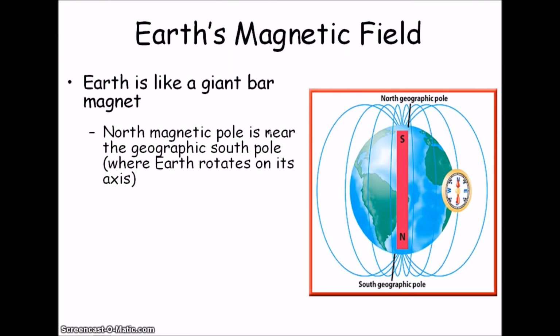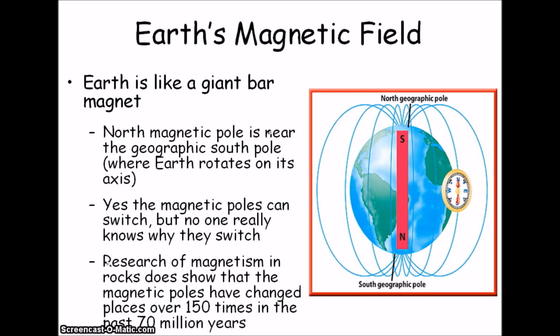So the Earth has a magnetic field, and the Earth is like one big giant bar magnet. The north magnetic pole of our bar magnet is currently located in the geographic south pole, so where our south pole is that we would normally think. And then the geographic north pole is where our magnetic south pole is.